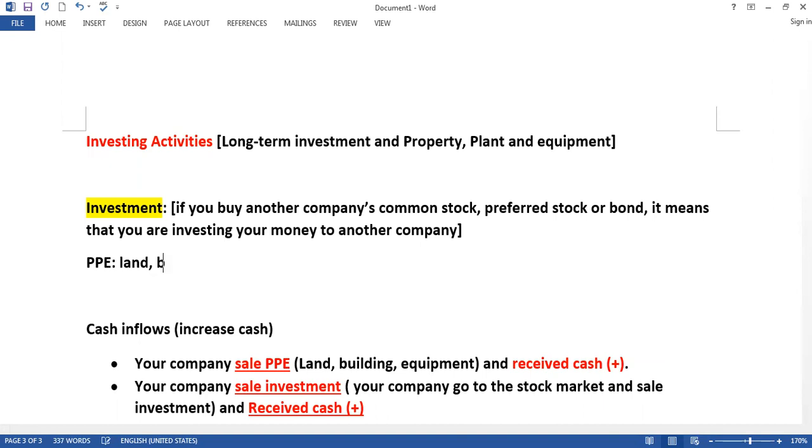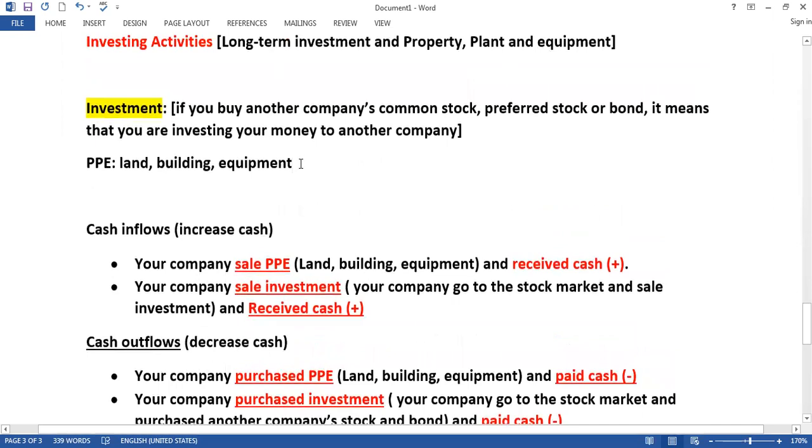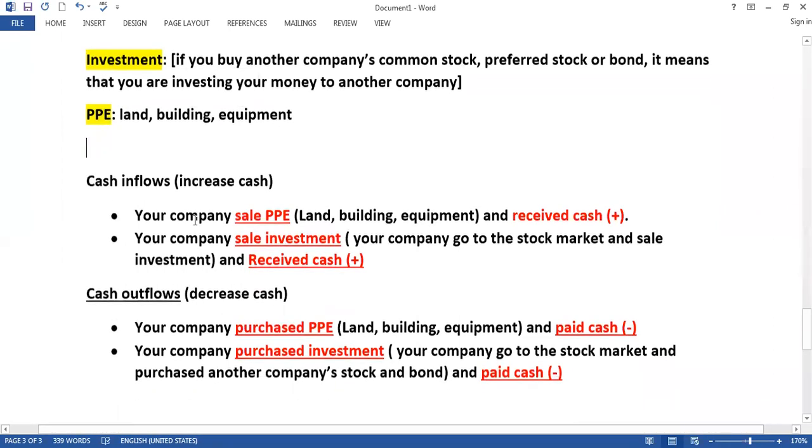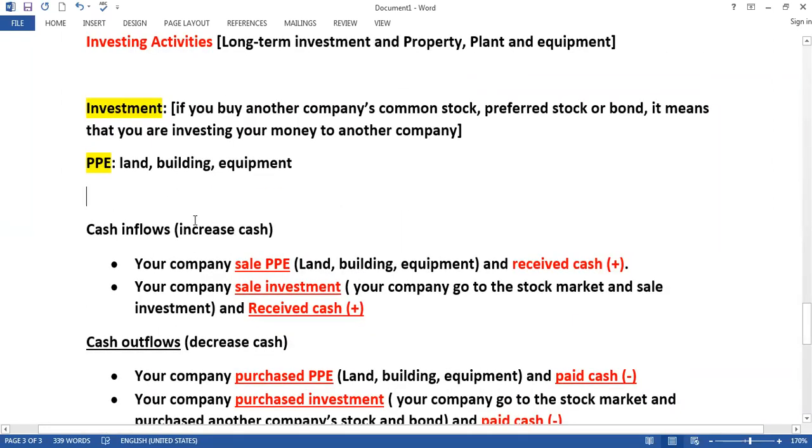And another terminology, property, plant, and equipment, means land, and so on. So these are the main examples of property, plant, and equipment. So you should know what is the investment, and what is the property, plant, and equipment. You should have a clear understanding.